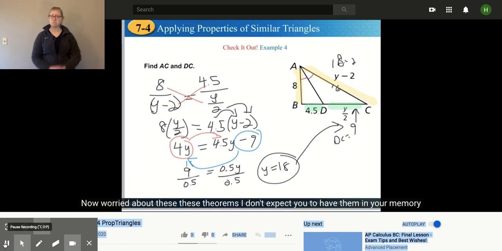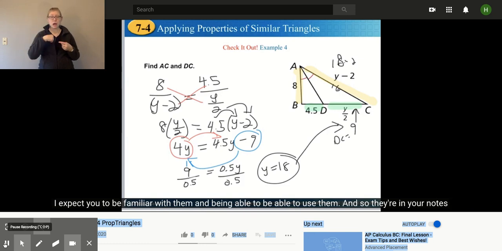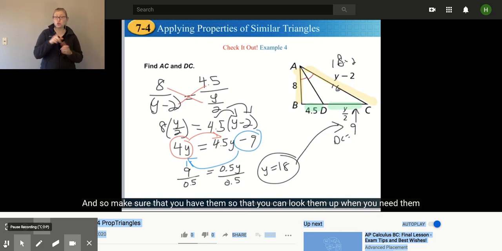Now, a word about these theorems. I don't expect you to have them in your memory. I expect you to be familiar with them and be able to use them. And so they're in your notes. Make sure that you have them so that you can look them up when you need them.